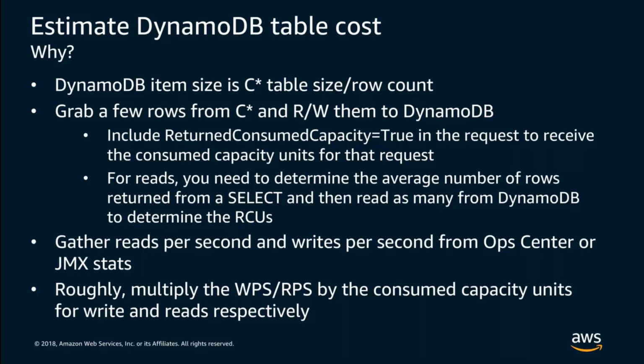Reads are a little more complicated. If you want to determine how much read throughput you need in DynamoDB, you need to determine the average number of rows coming back from your SQL SELECT queries. With something like Dynamo, we would return thousands of rows back in one query. But what if some of your SQL selects are returning hundreds of thousands of rows? So you can't just look at the reads per second. Reads per second don't give you the full answer. Roughly speaking, if you take the reads per second and writes per second, and you know what the consumed capacity units are from DynamoDB, you can figure out, okay, I need this many read units and this many write units. Admittedly, there's some complexity here, and the application of this really depends on the customer use case.